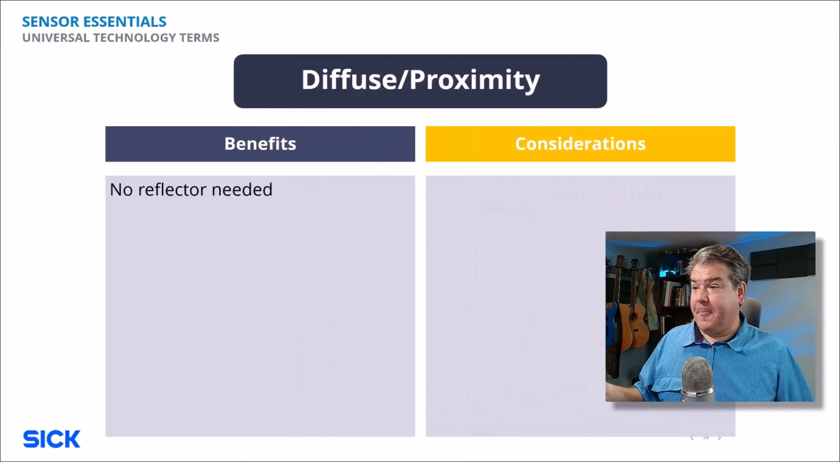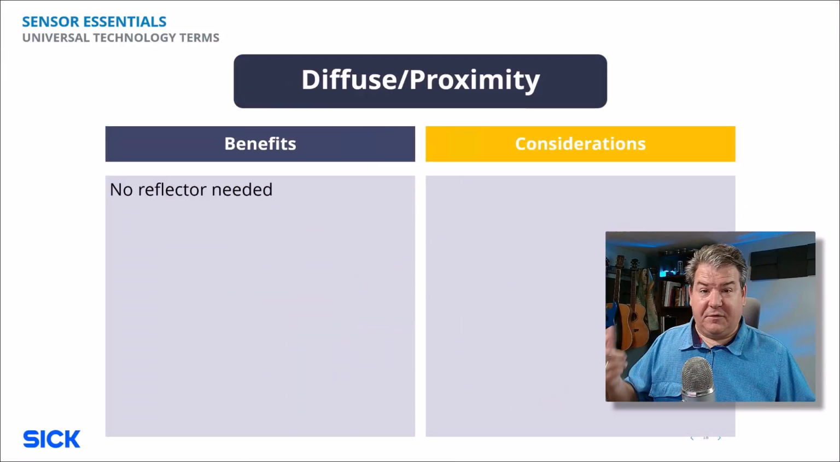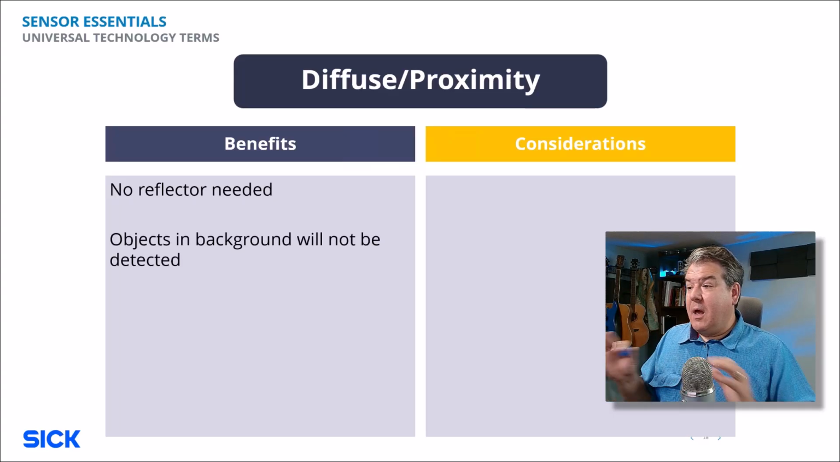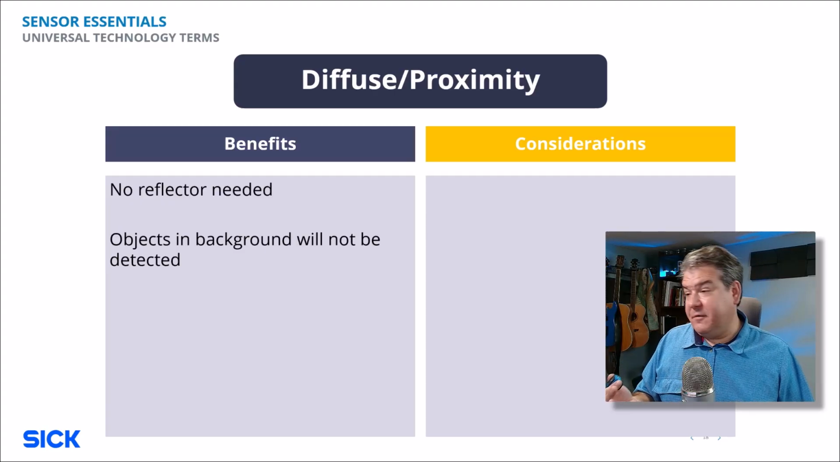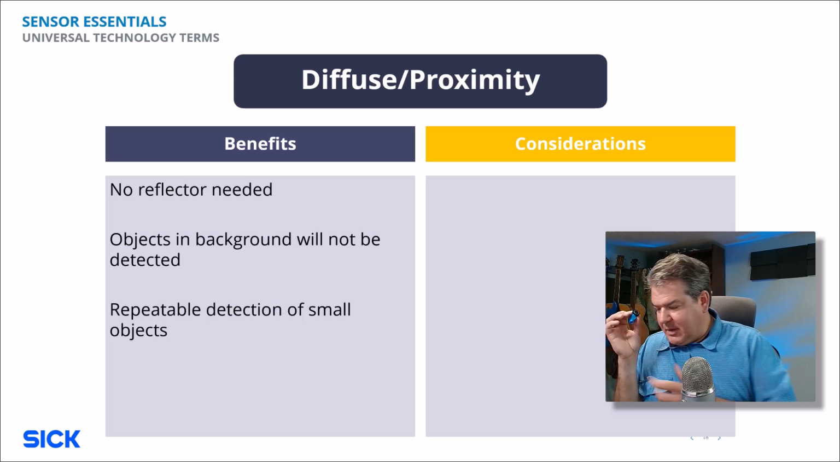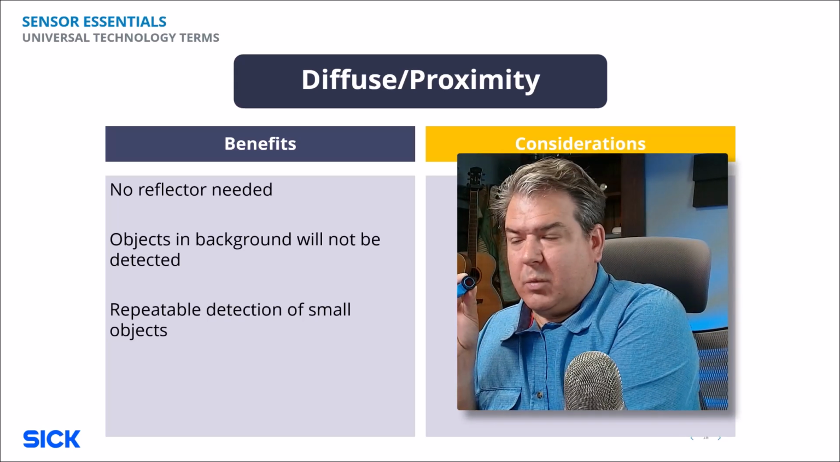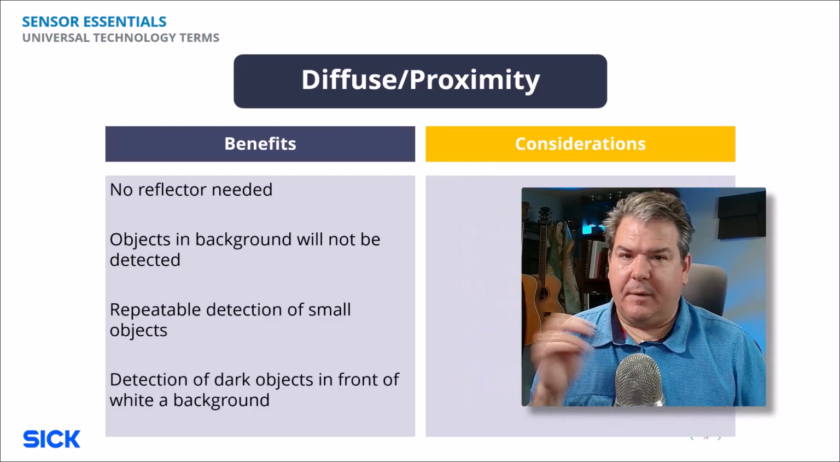So first off, on these diffuse proximity sensors, you don't need a reflector, you don't need a receiver element, much easier to install and set up. You only have one side. Objects in the background won't be detected, particularly with background suppression sensors. And we get repeatable detection of small objects. So now we're not looking at light and a shadow on a big reflector. We're really just looking for getting light back from that small target.